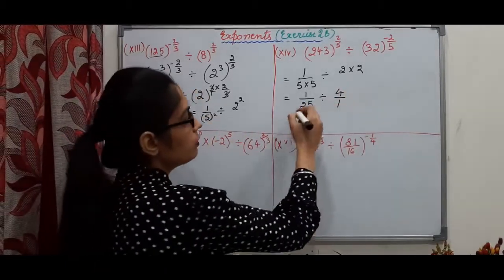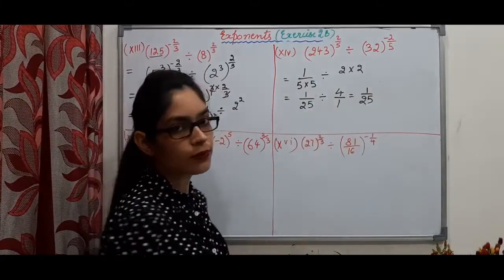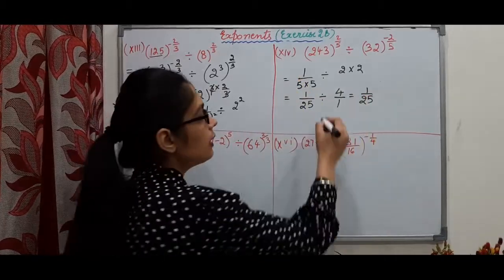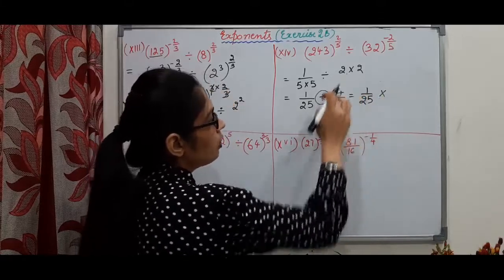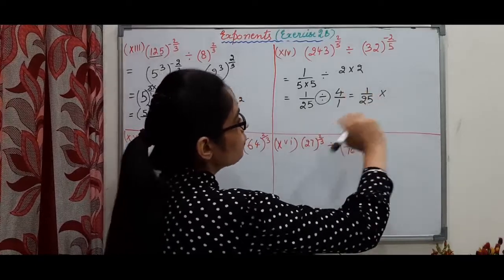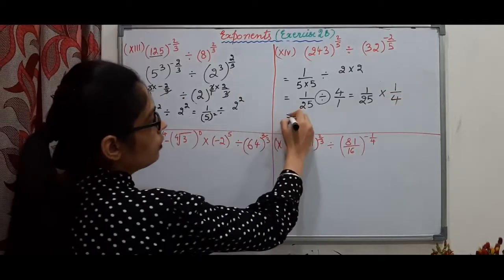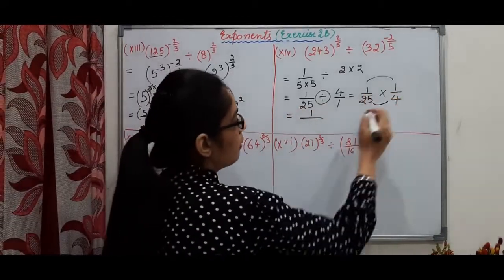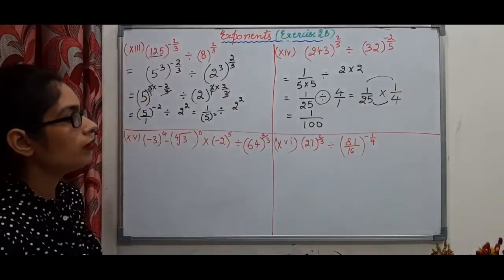Now this is like division of two fractions. When we do division of two fractions, we write the first fraction, which can also be termed a rational number, as it is. The division sign will be changed to multiplication, and the second number will be changed to its reciprocal. The reciprocal of 4 by 1 is 1 by 4. So 1 into 1 is 1, 25 into 4 is 100. So the answer of this is 100.